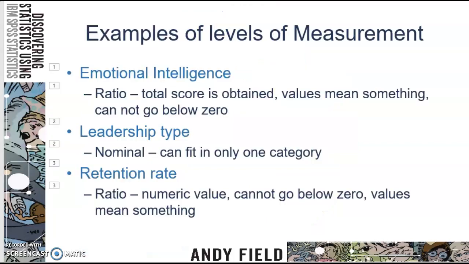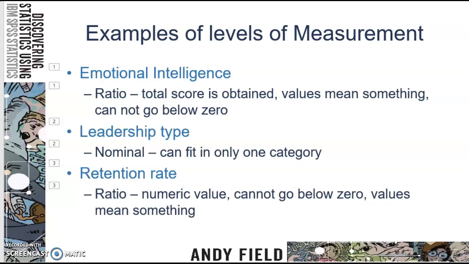Okay, so some examples of levels of measurement. You've got emotional intelligence. All right, so some of you might be looking at that. So how do they measure emotional intelligence? Maybe you're doing a survey, but it's ratio data because a total score is being obtained, and that value means something. Leadership type, it's nominal data. Okay, which leadership type are you? Can you only fit into one category?